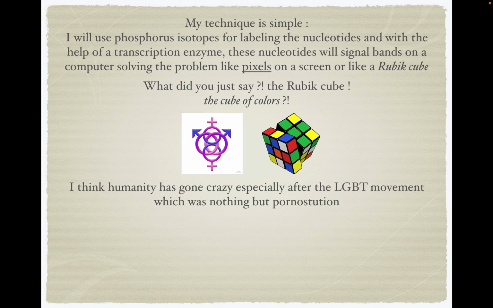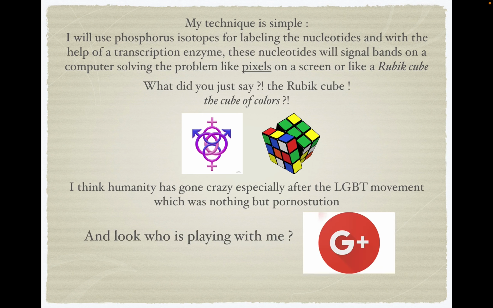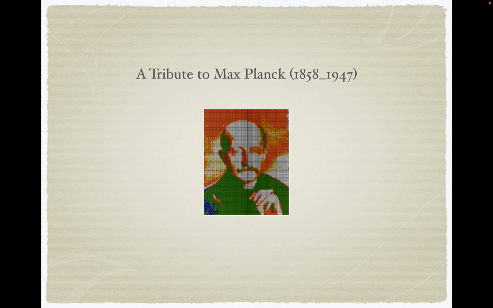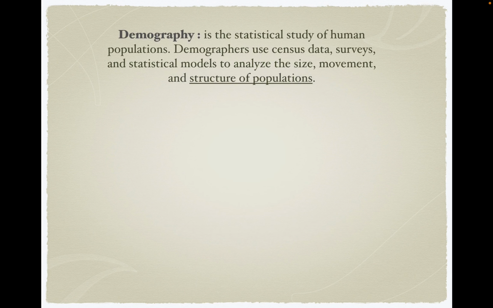But now this cube of color has been destroyed after the LGBT movement, which was nothing but pornography and prostitution, and because of Google's theft from coders when they were fighting to upload their apps on their Play Store, a tribute to the real founder of quantum mechanics, Max Planck, 1858-1947. This photo is a mosaic made by the 6 colors of the Rubik's Cube. Without this guy there would be no RGB codes, and no internet, and none of all of the inventions that use the spectrum of E equals hv.